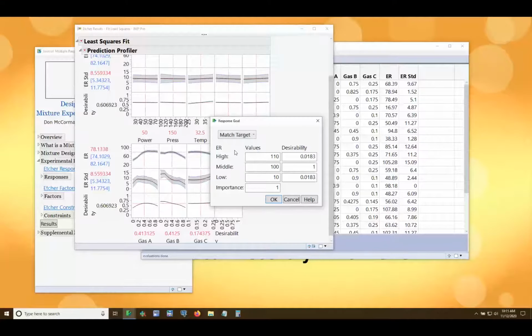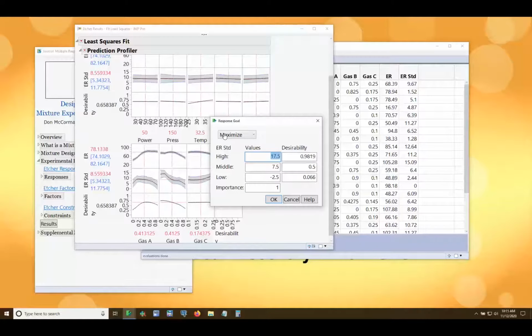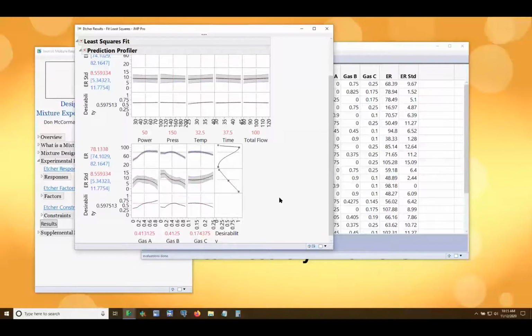And I'm going to say match target. I'm not going to worry about the high and the low. And I'm going to control click on the desirability function for the standard deviation. And I am going to say minimize. And that's all I need to do to set it up.